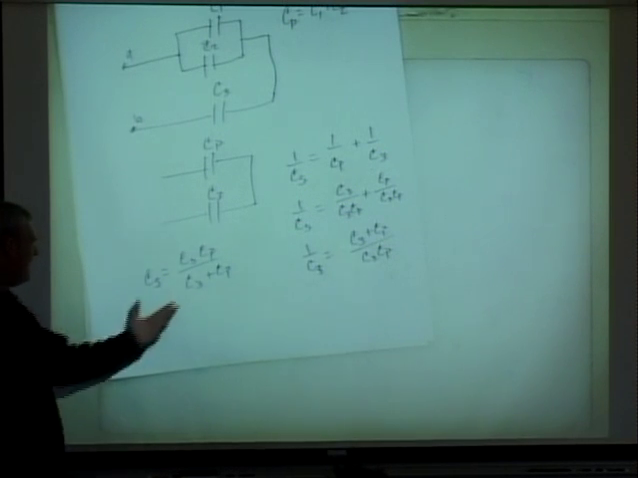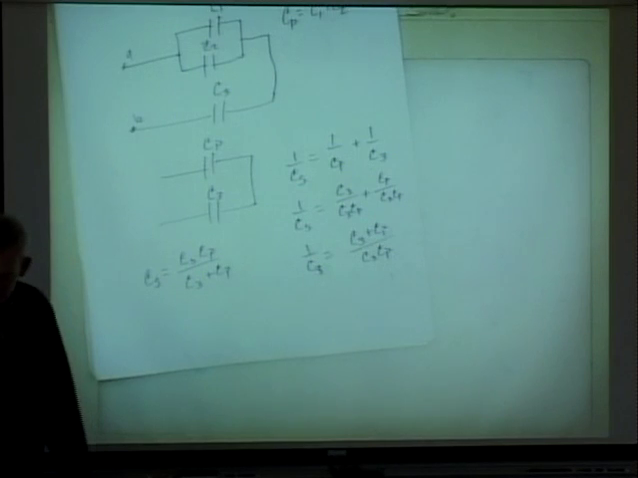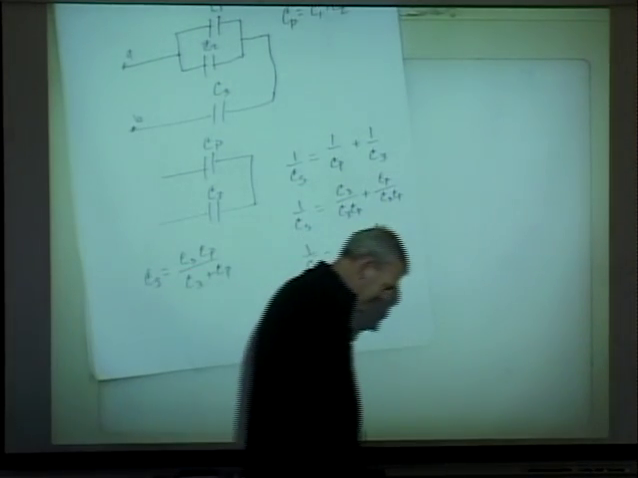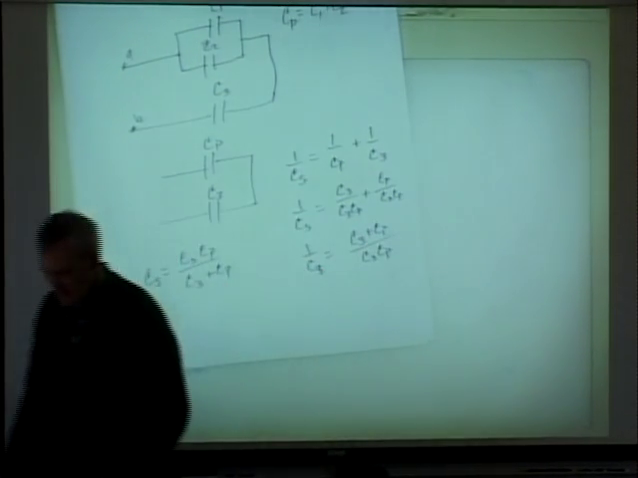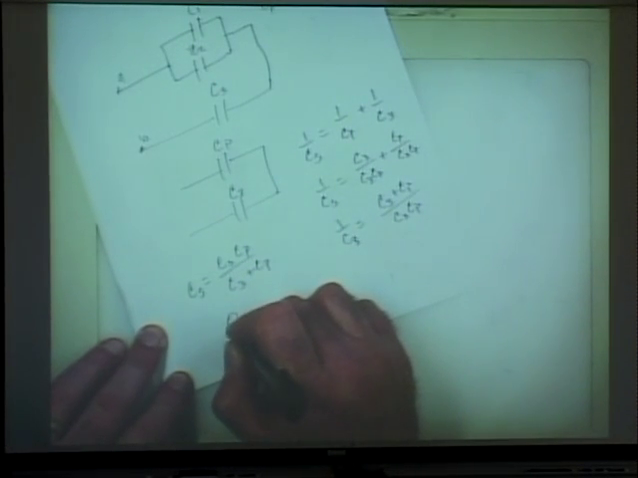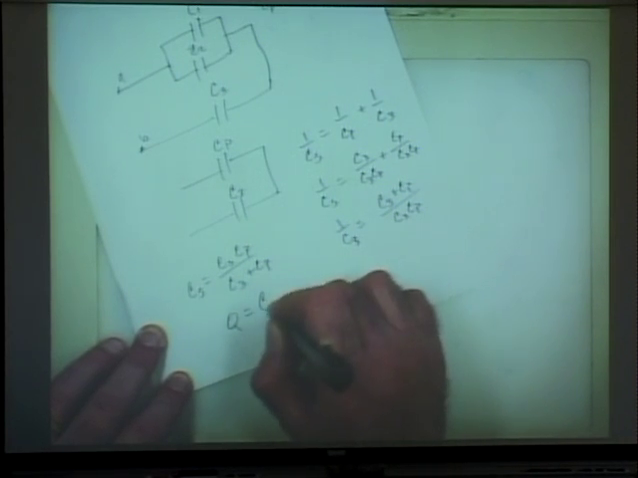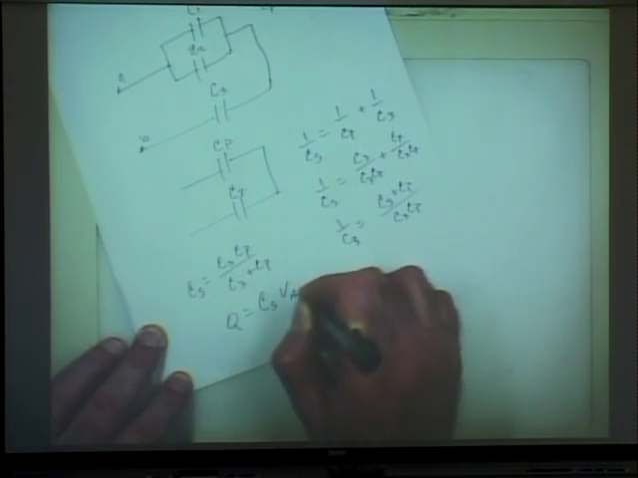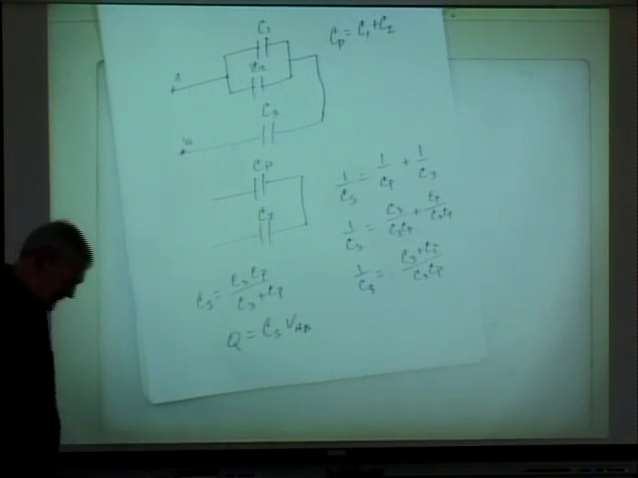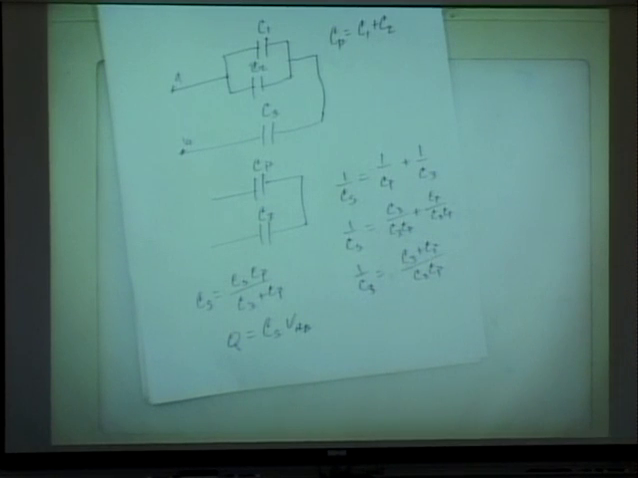All right, so now this is the total capacitance of this thing. Here's the total capacitance. So now I could find Q, the total charge Q, is equal to this whole CS times VAB. All right? And then you can figure it out from there.